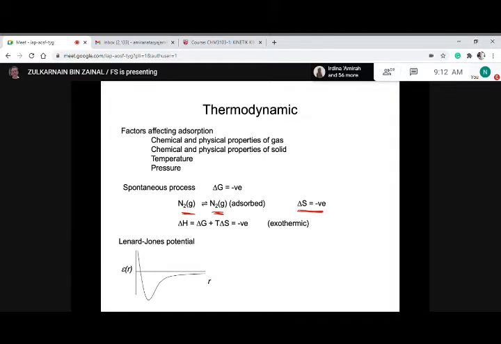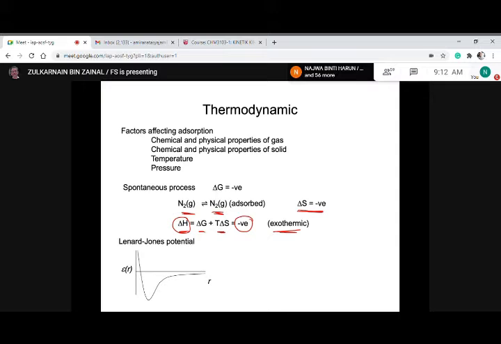And because of that, delta H, you know delta G is delta H minus T delta S, right? So we are interested in getting the value of delta H. So delta H is also negative, and it is exothermic. So the process is exothermic, right?